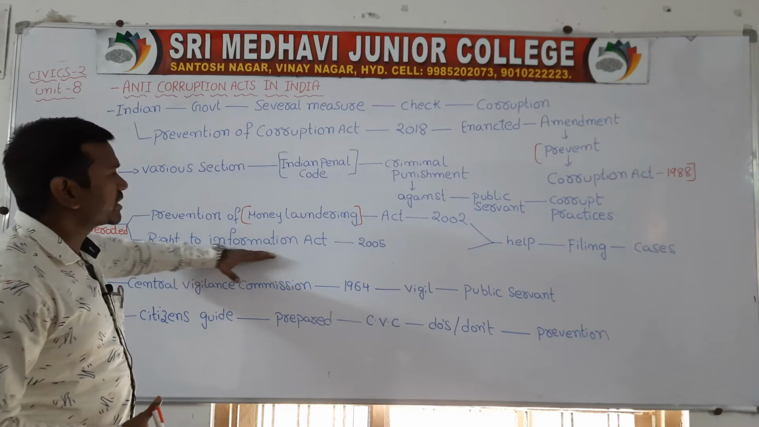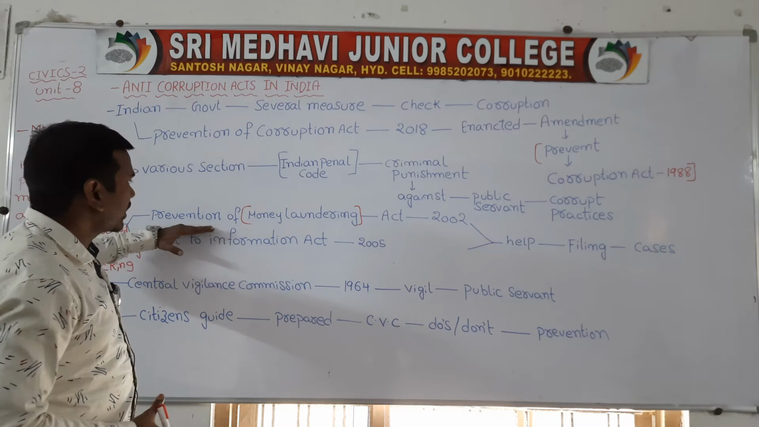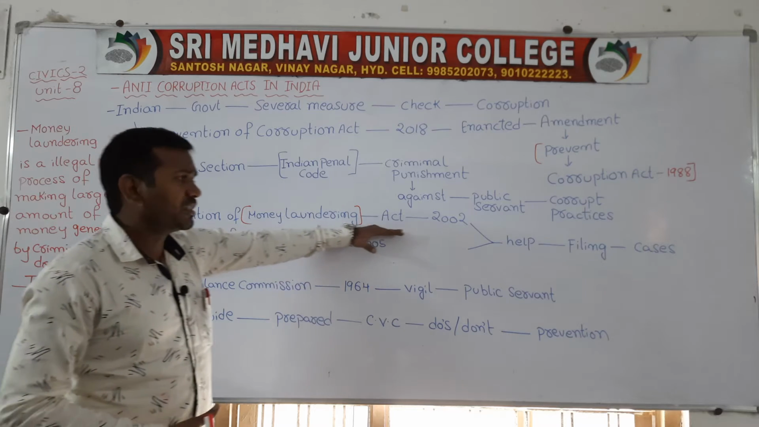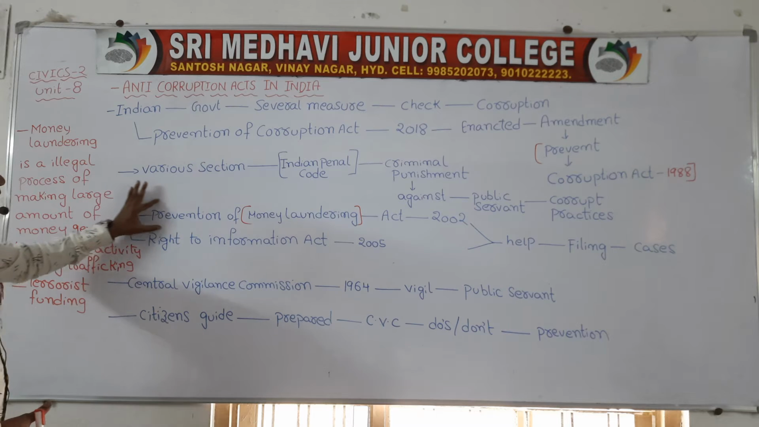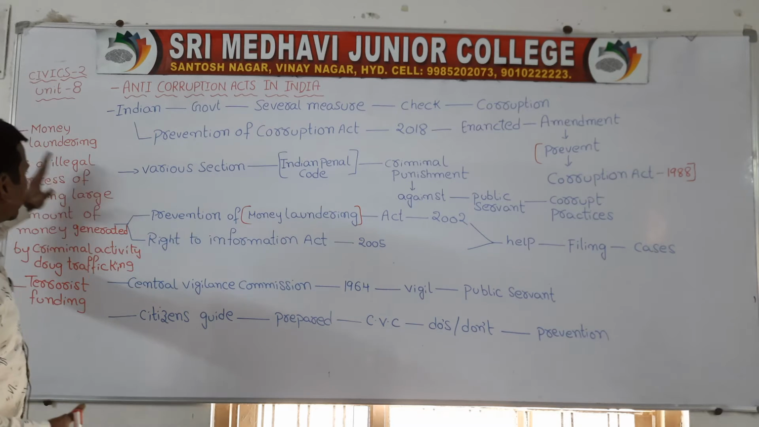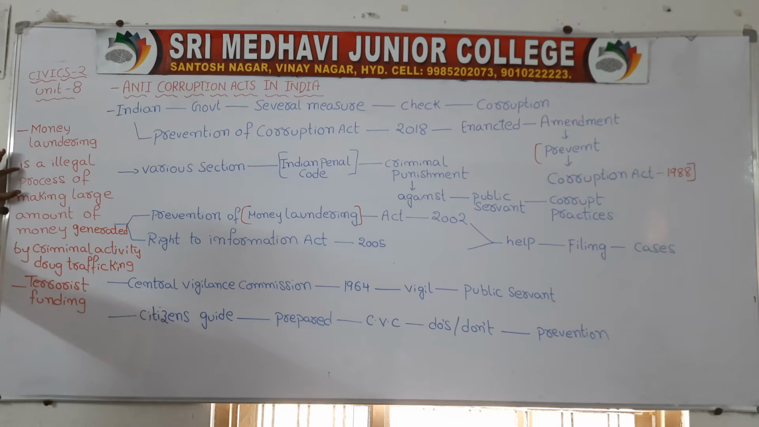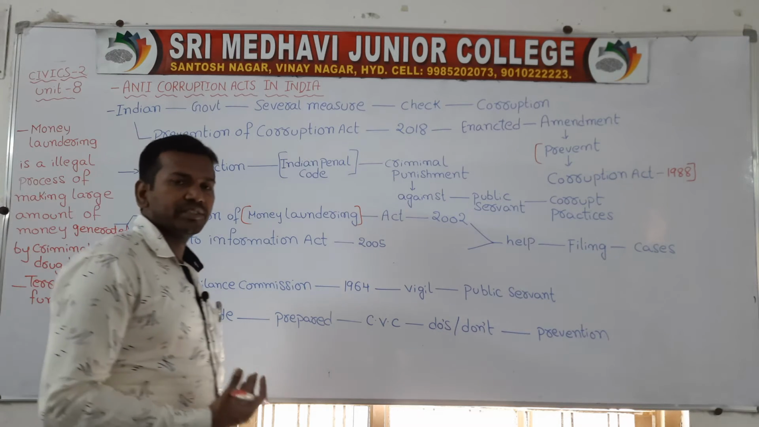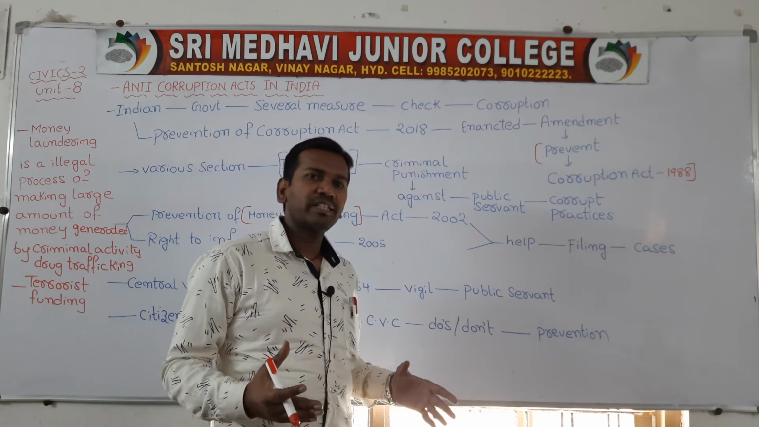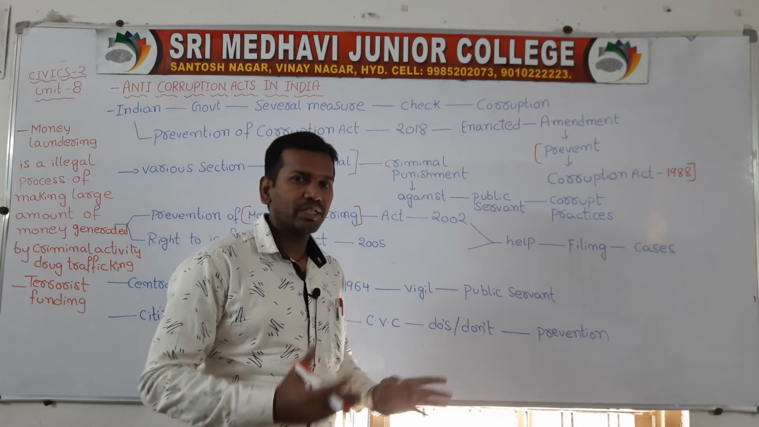One is called the Right to Information Act 2005 and the other is called the Prevention of Money Laundering Act 2002. You will ask a question, sir, what is this Prevention of Money Laundering Act? Money laundering is an illegal process of making a large amount of money for criminal activity. Whenever you generate a large amount of money for criminal activities, in the form of drugs or terrorist funding, that comes under a money laundering case. So whenever a large amount of money is generated for criminal activity, that is called money laundering.